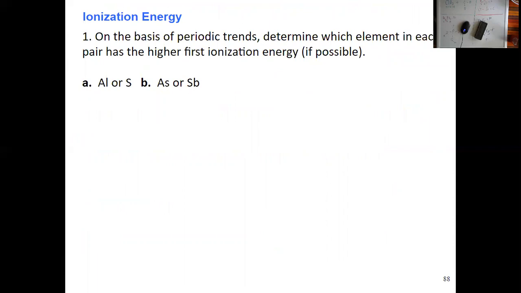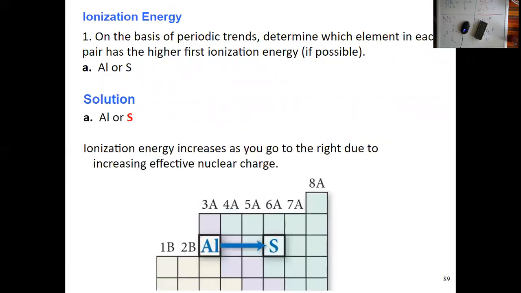So knowing what you do, determine which element in each pair has the higher first ionization energy, if possible. Okay, so pause, try that now. Okay, so when we're comparing aluminum and sulfur, aluminum is further left than sulfur. So sulfur is going to have a higher effective nuclear charge. It's going to have a higher ionization energy.